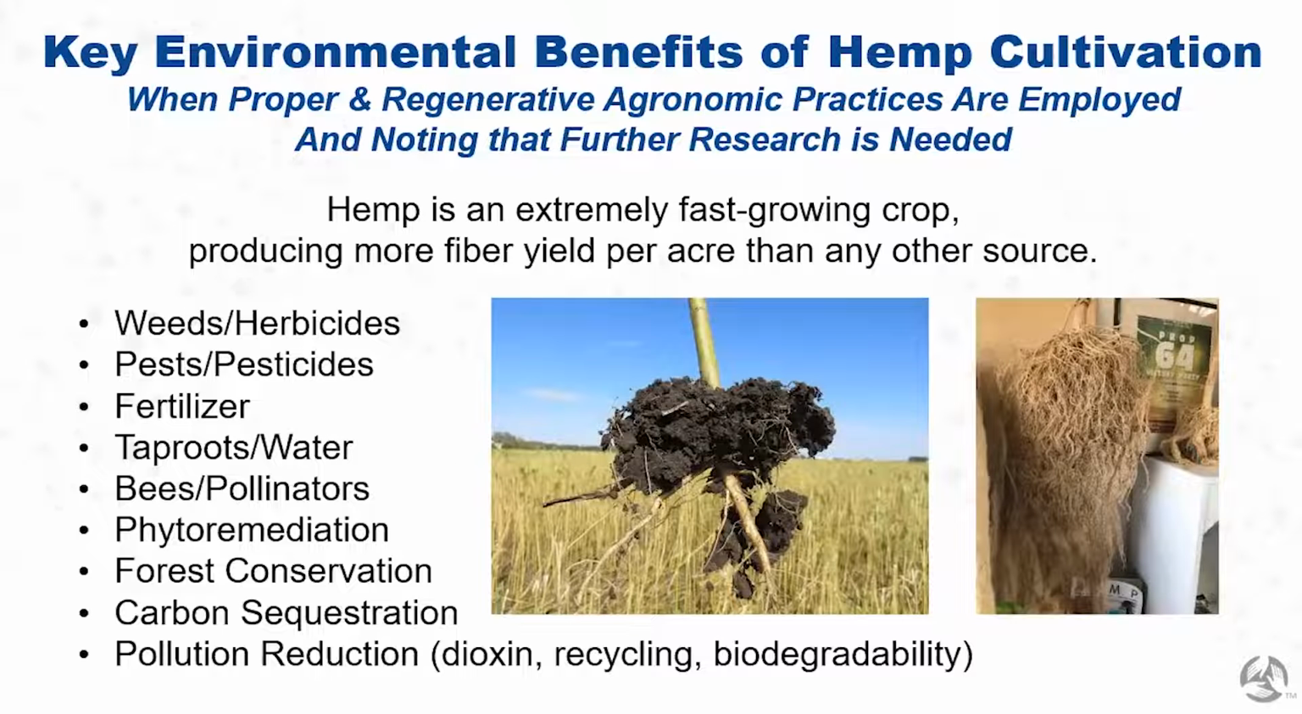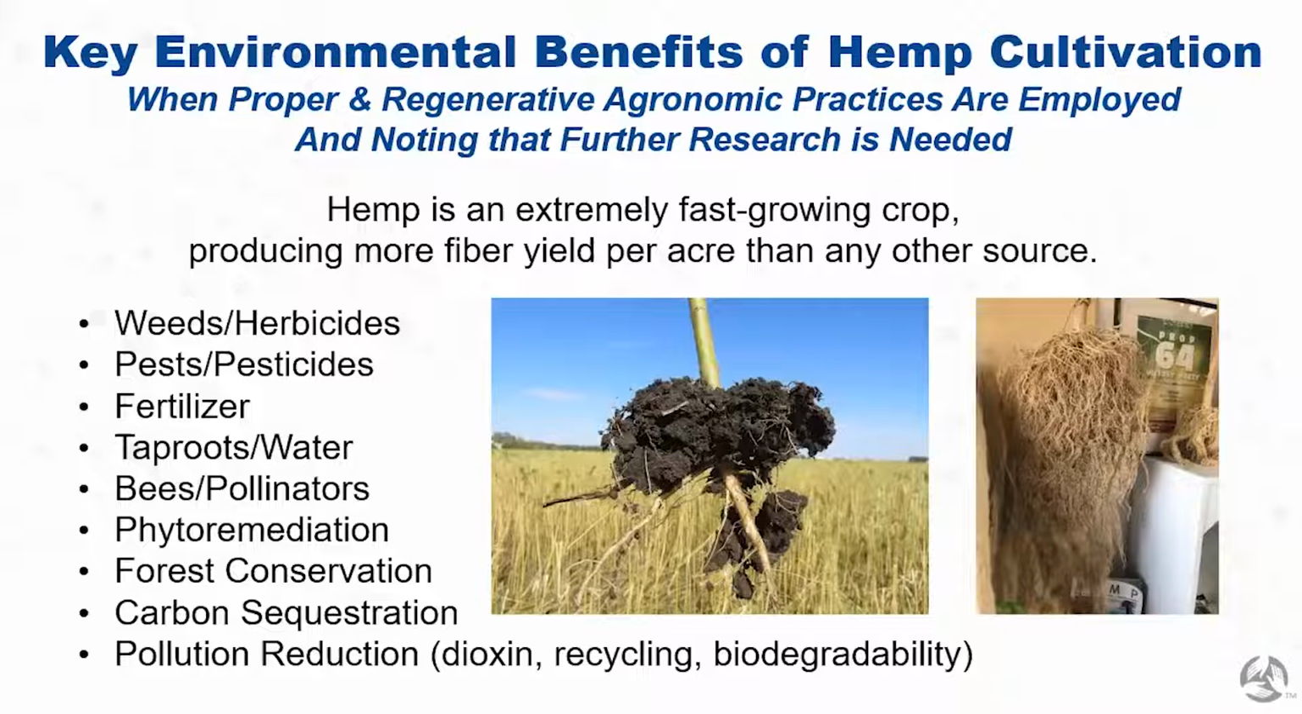Key environmental benefits of hemp cultivation when proper and regenerative agronomic practices are employed. Noting here that, of course, further research is needed because we have different climates. We have different photoperiods, photoperiods meaning how long is the daytime, how long is the nighttime. All of these things, different climates, everything. So we're researching. Having said that, hemp is an extremely fast-growing crop. I'm talking between 70 to really 160 or so days, depending on where you are and what type of hemp you're growing. And it produces more fiber yield per acre than any other source.